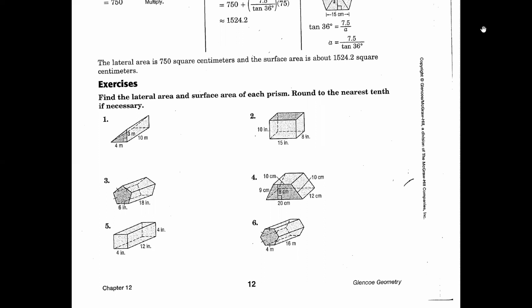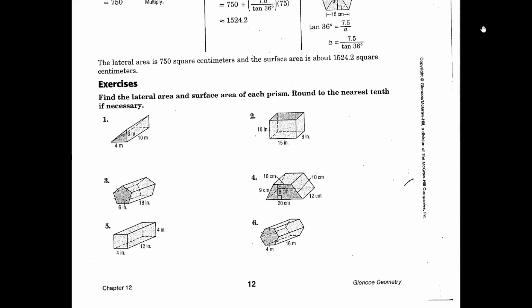Now, on some of these, again, the biggest thing is identifying what is your base. So just identifying what are our bases in each one of these. Well, on number 2, we have a rectangle. On number 3, it's the pentagon. Now, the work for finding our apothem on number 3 is pretty much the exact same as what we did up there on the example problem.